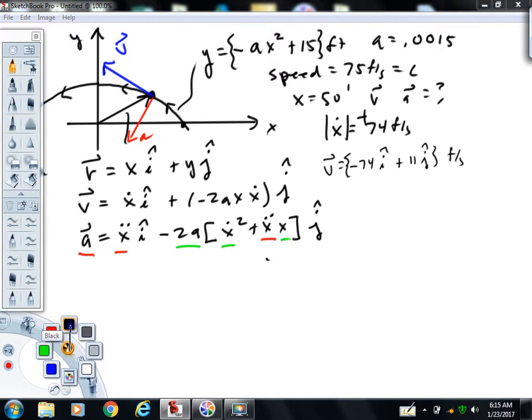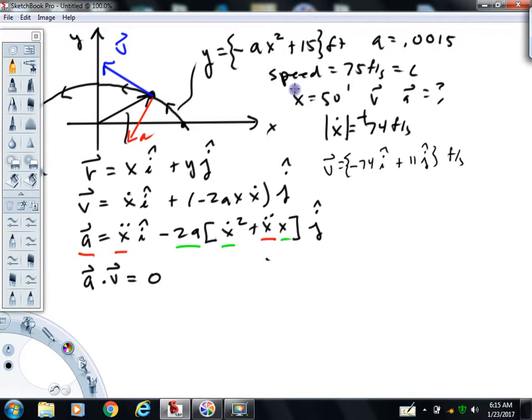Go ahead and let's see what that is going to look like. What I want to do here is take the acceleration vector and dot it with the velocity vector, and I know this has to be 0 because of this right here. If the speed is constant, the acceleration cannot have a component in the direction of the velocity. Therefore, if you dot it with the velocity, you have to get 0 out of it.